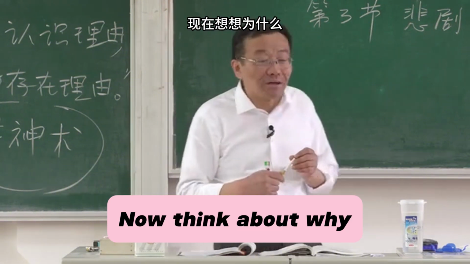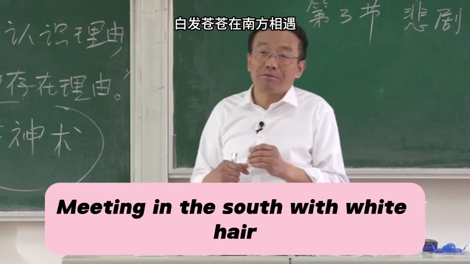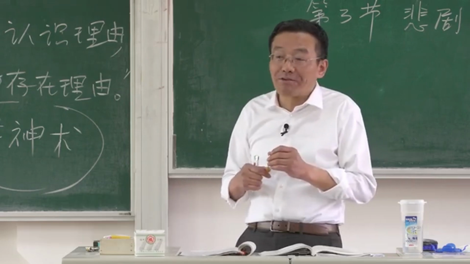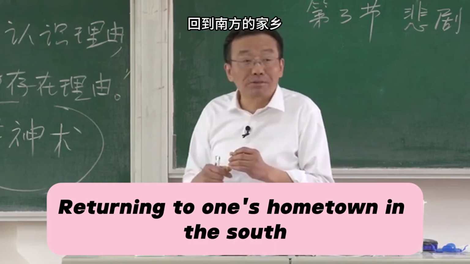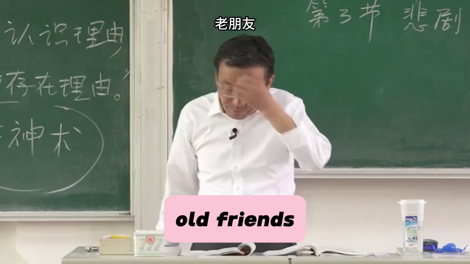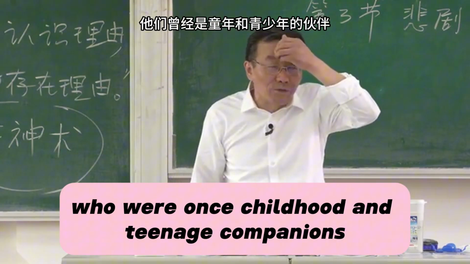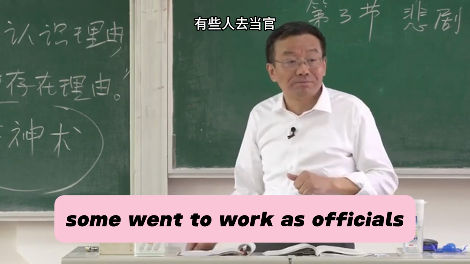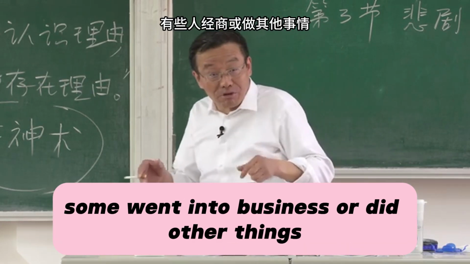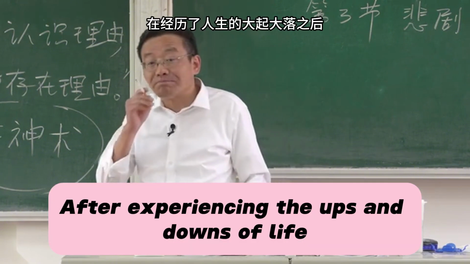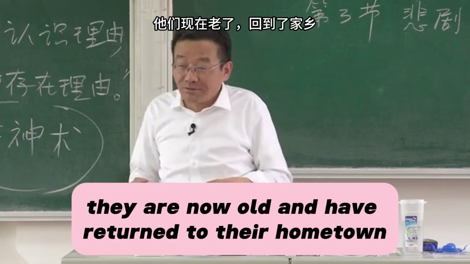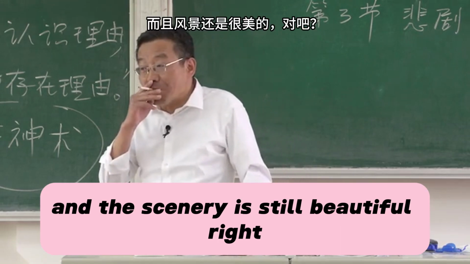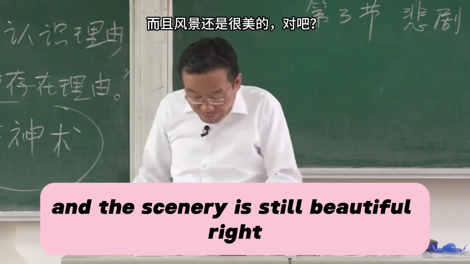Now, think about why. Meeting in the south with white hair. White hair means old age, right? Returning to one's hometown in the south, after many years of wandering, old friends, who were once childhood and teenage companions, have all been scattered. Some went to work as officials, some went into business, or did other things. After experiencing the ups and downs of life, they are now old and have returned to their hometown, which is the south of the Yangtze River, and the scenery is still beautiful, right?